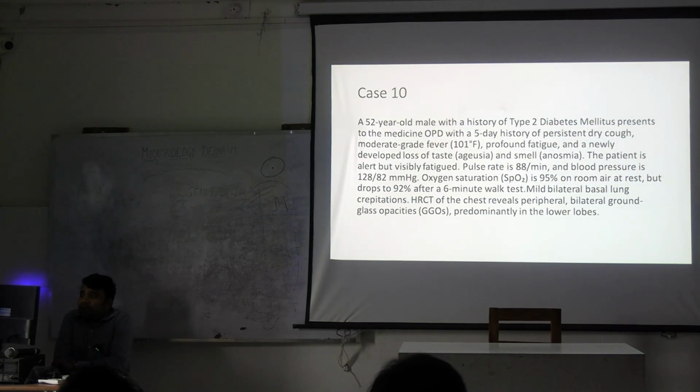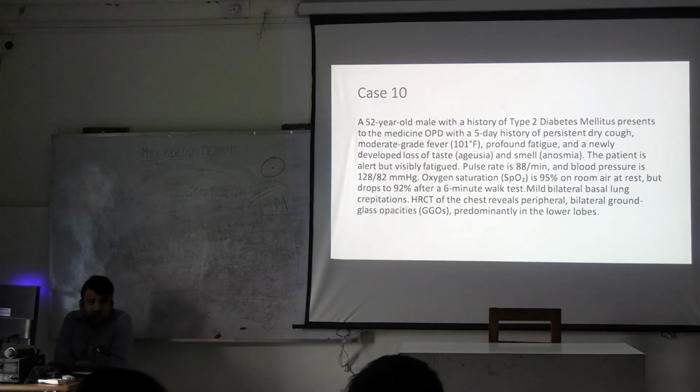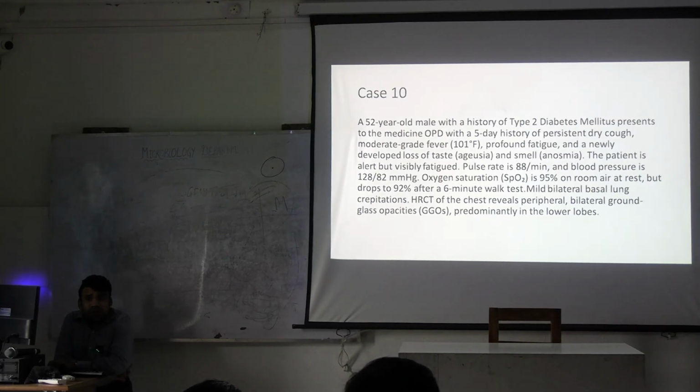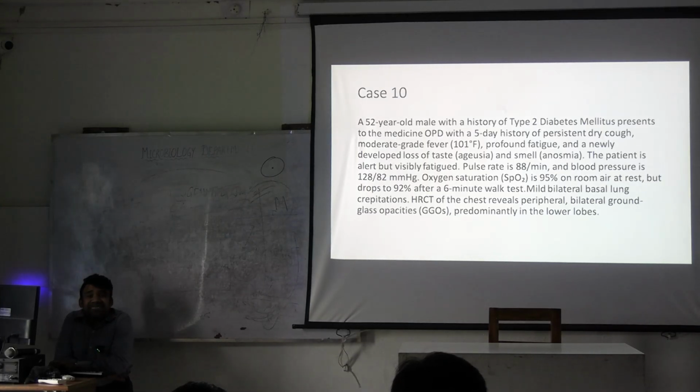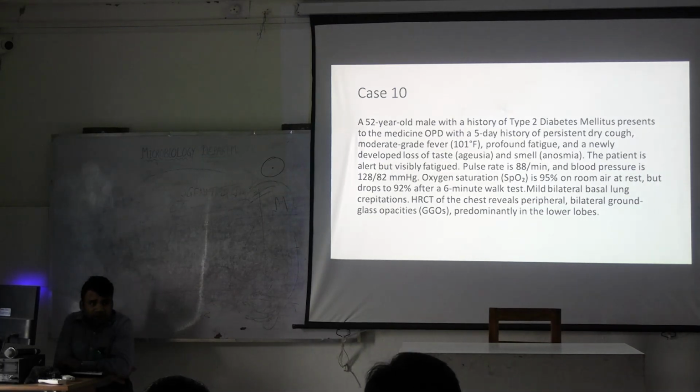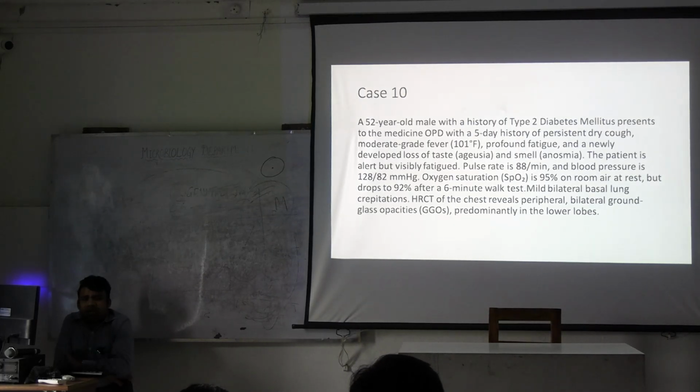A 52-year-old male with a history of type 2 diabetes mellitus presents to the medicine OPD. Read every line carefully. What did I say about the previous ones? Presents to the emergency room. This one presents to the medicine OPD. That's why I'm saying, whenever you are going through the question, go very carefully. With a 5-day history of persistent dry cough, moderate fever, 101 degree Fahrenheit, profound fatigue, and newly developed loss of taste and smell.